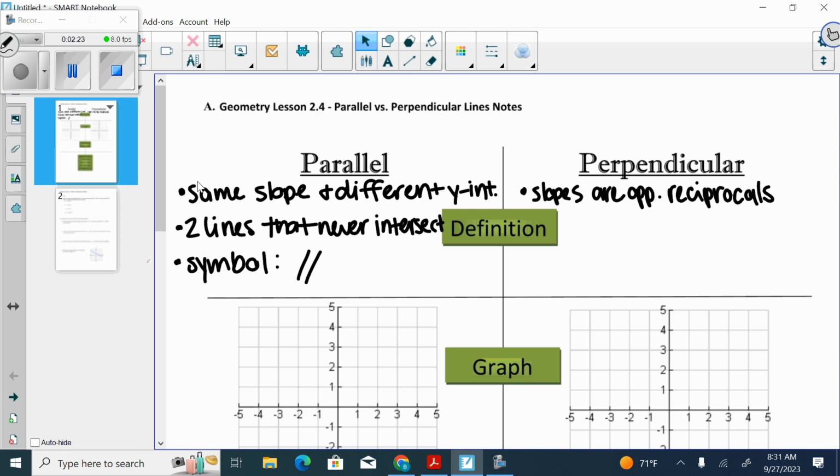Also important to note, we said that over here the y-intercepts have to be different. They don't necessarily have to be different here. That could actually be the point where they're intersecting, right? So here your y-intercept can't be the same, but it doesn't have to be. So the y-intercept can be the same. Like we said, these are going to intersect at a 90-degree angle.